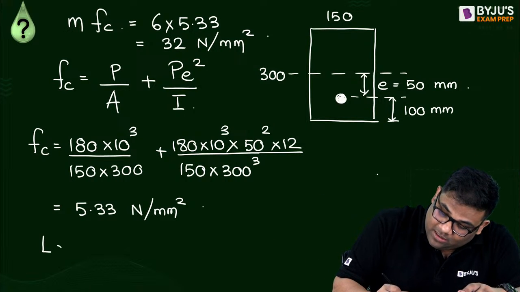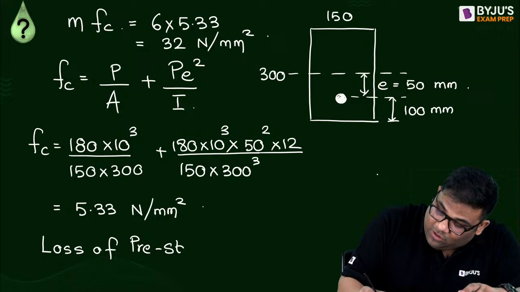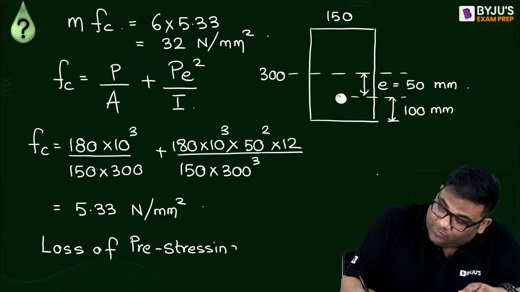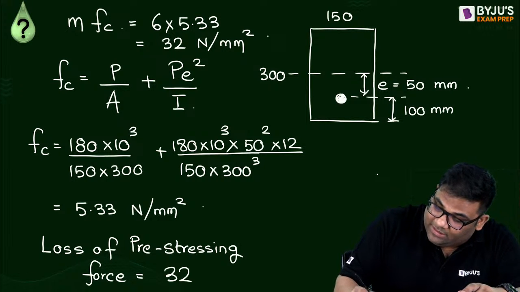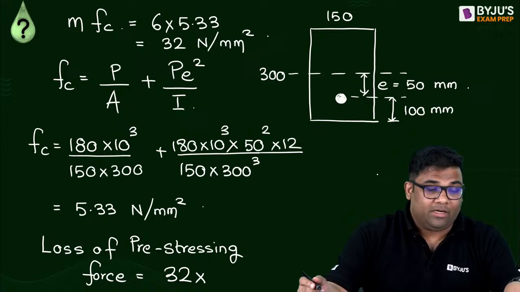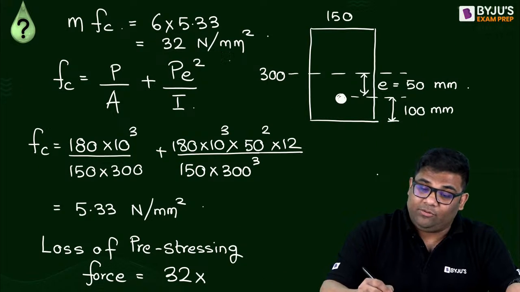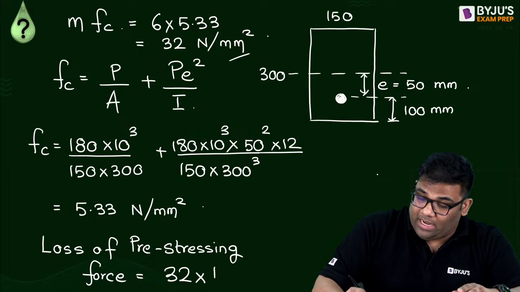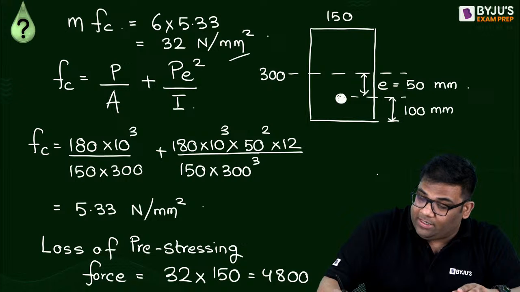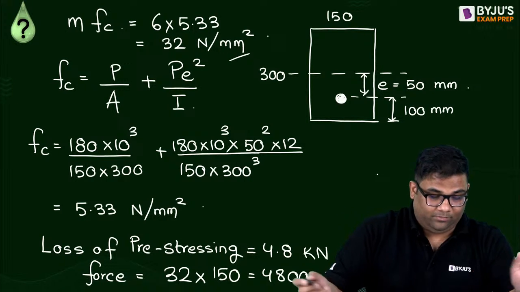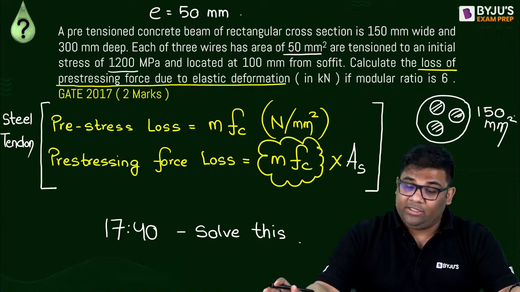So what is the loss of pre-stressing force? The loss of pre-stressing force will be the loss in stress into the area of tendon, which is 150 mm square. This loss of stress is in Newton per mm square and this is in mm square, so whatever answer I get will be in Newton. In kilonewton it will be 4.8 kilonewton. Understood? So very straightforward.